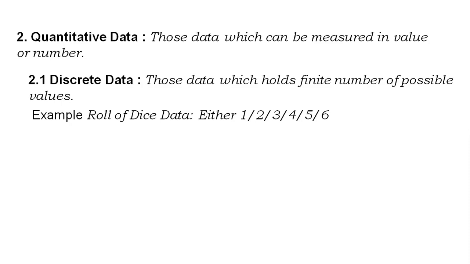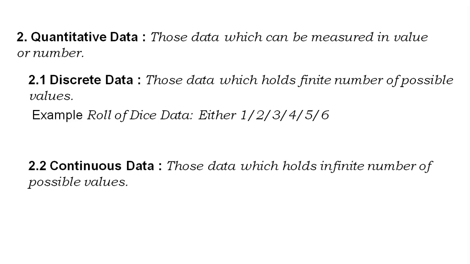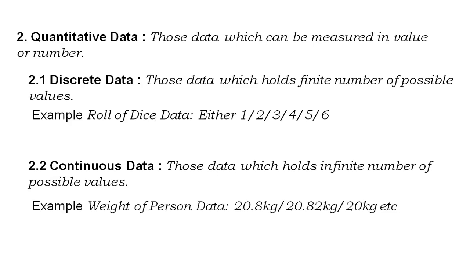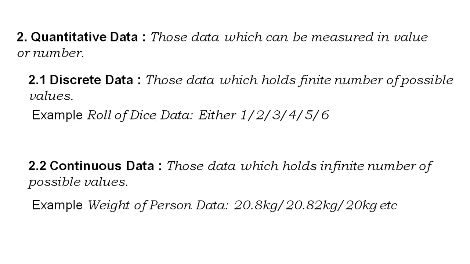Another type of quantitative data is continuous data. Continuous data are those data which hold an infinite number of possible values. Example, the weight of a person can be 20.8 kg, 20.82 kg, 20 kg, etc. So this was the basics of statistics. In the next video, we will start with the different concepts in statistics.